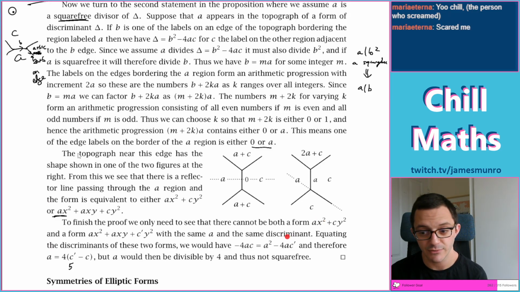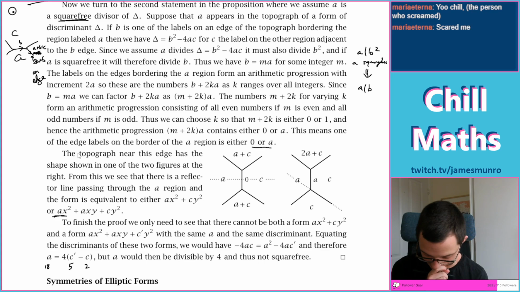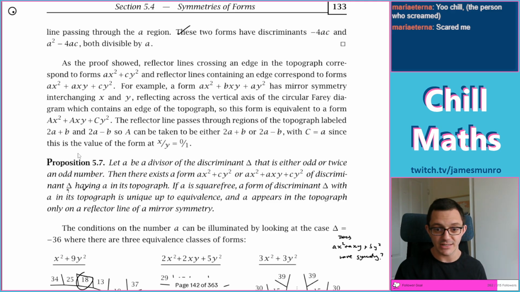Equating the discriminants of these forms, we would have that 18 is 4 times 5 take away minus 5 take away 9, 5 take away 2. Well, it's not, is it? That's ridiculous. What have I done wrong? I didn't divide by 4. I didn't divide by 4. There is no such thing as the one on the left. This one doesn't have discriminant minus 36.